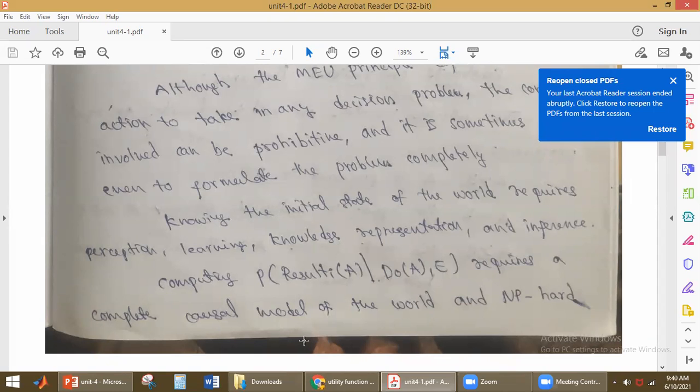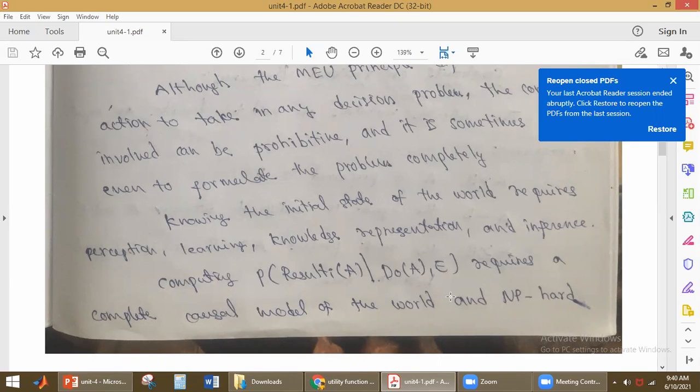How do we get the initial state of the environment? The initial state of the environment requires perception, learning, knowledge representation, and inference. So these are required to know the initial state of the whole. Now we are computing before execution of action A itself. What is the agent doing? The agent is assigning probability values.